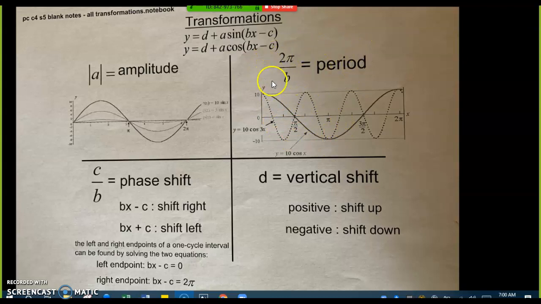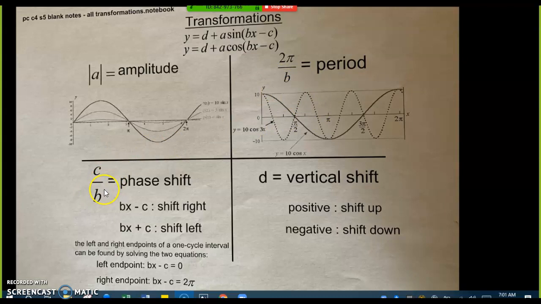Okay. You're going to find your period change by taking b, which is the number that's being multiplied by the x, and putting it under 2 pi. Okay. So whatever that number is, we'll put it under 2 pi. We are going to practice that as well.